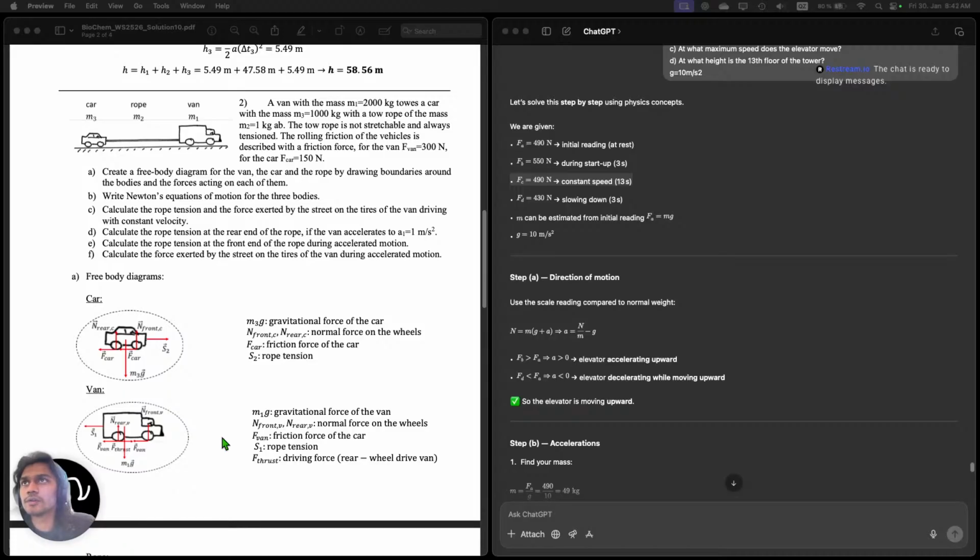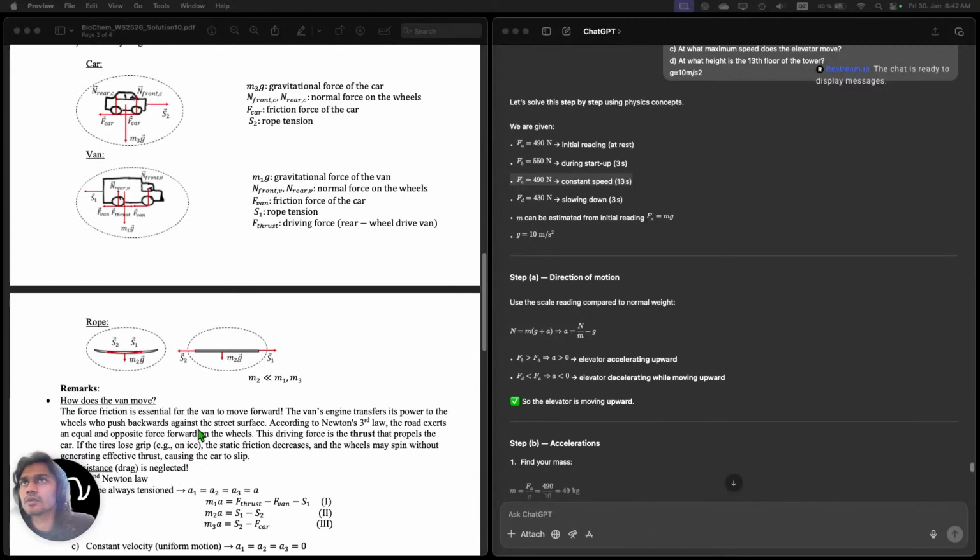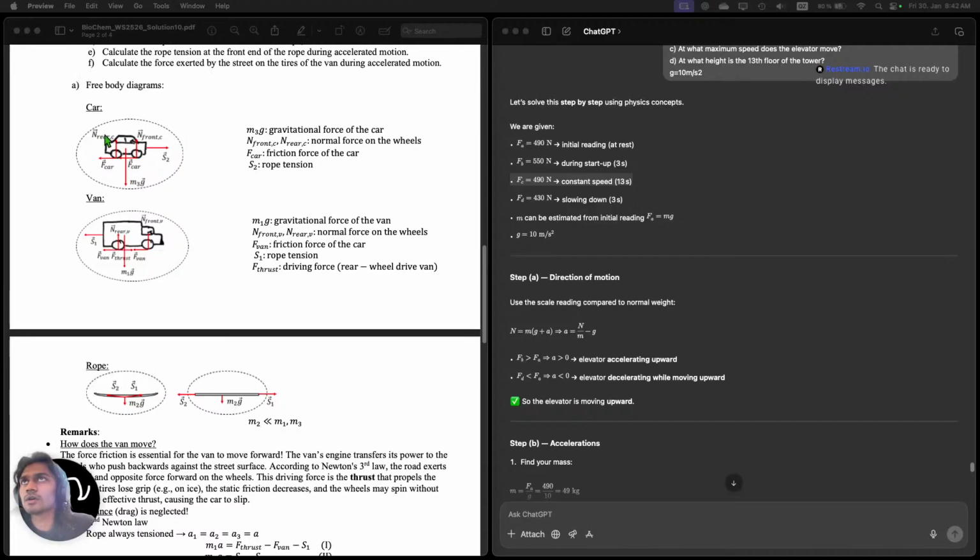F thrust. Where's F thrust? M2 g. M2 is greater than M1 and M3. I'm guessing these are M1 and M3. No, M2 is much lower than M1. Oh, it was the car and truck.